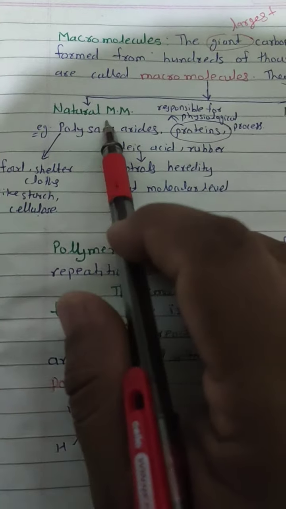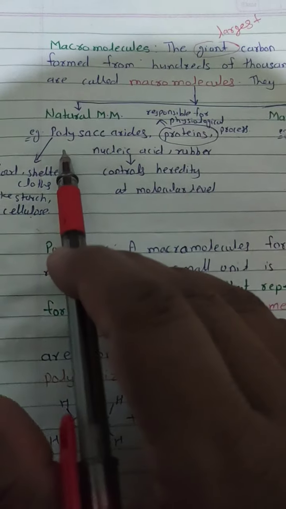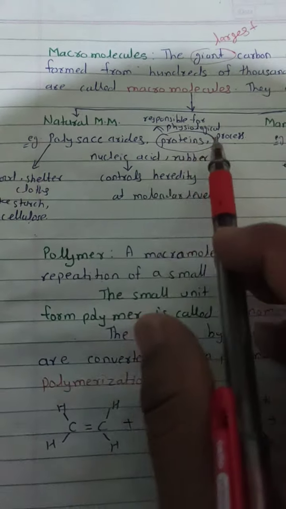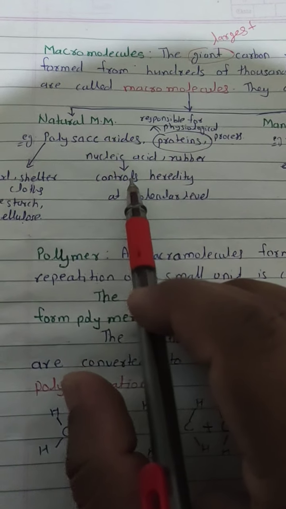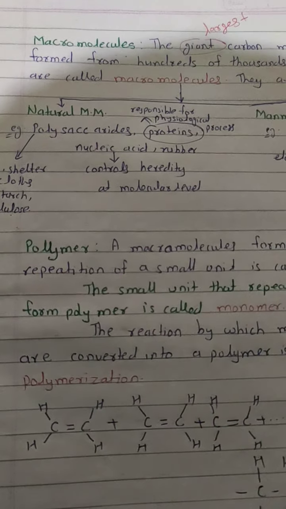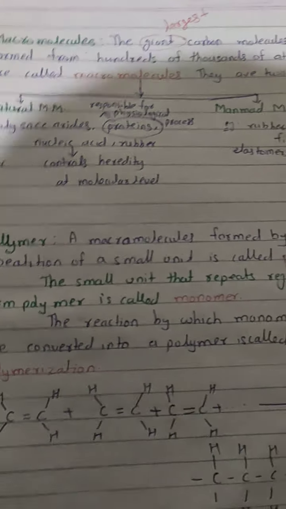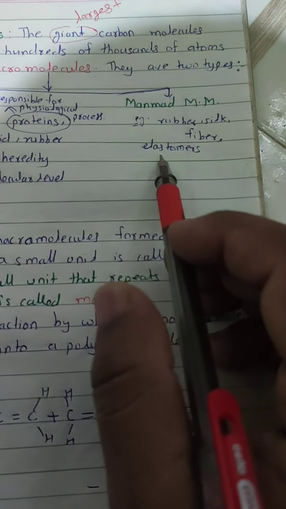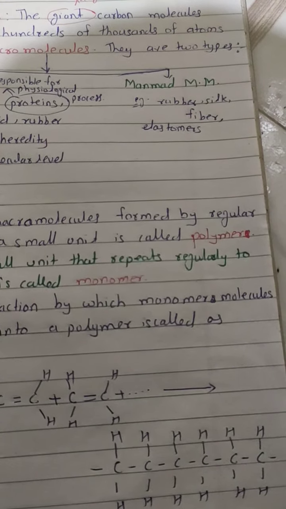I repeat again, natural macromolecules and man-made macromolecules, two types of macromolecules are there. In that, the food, shelter and clothes are provided by polysaccharides, and responsible for physiological processes is protein. Nucleic acid controls all the hereditary processes at molecular level. Then come to the man-made ones like rubber, silk, fiber, elastics, etc. They all are man-made macromolecules.